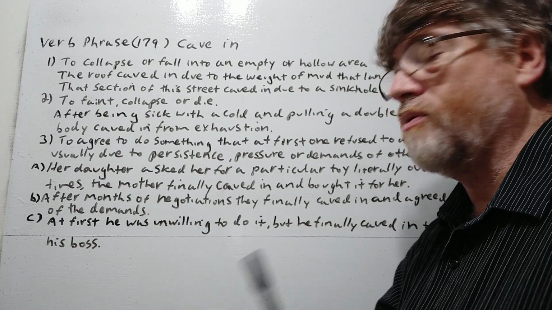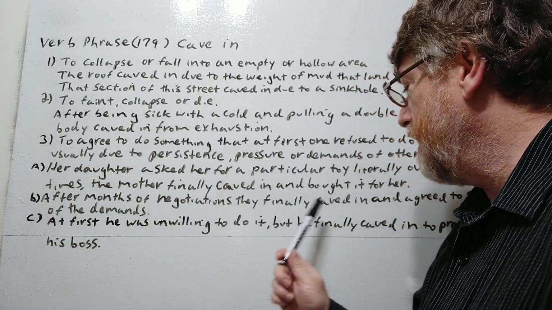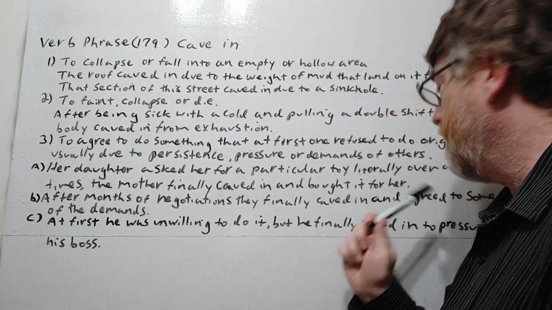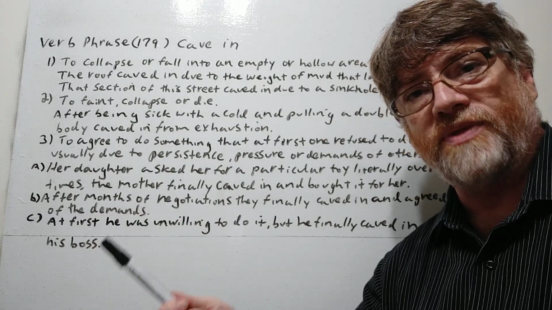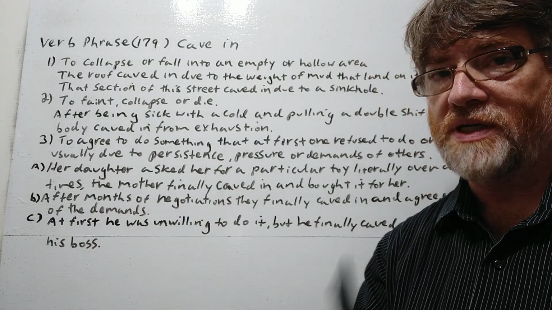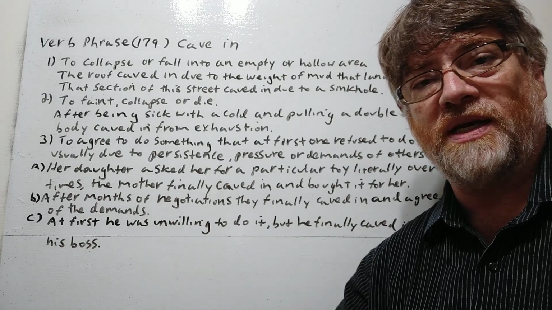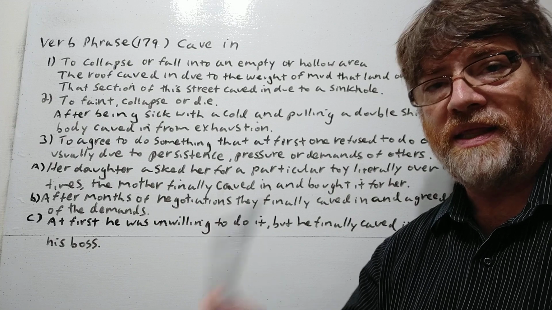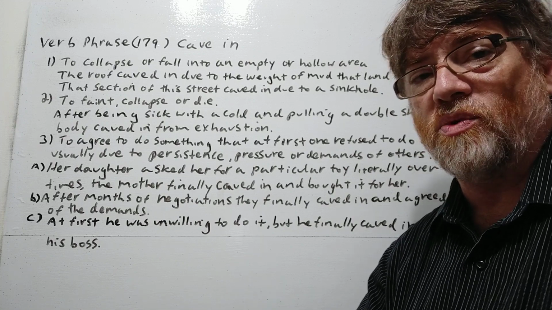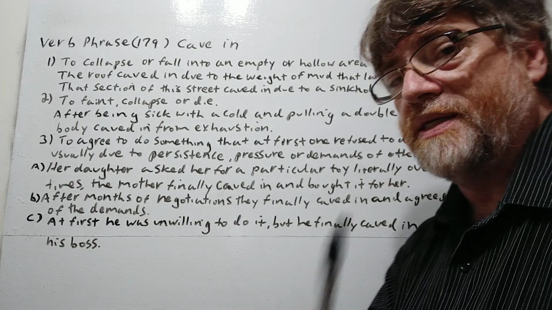Or number B here. After months of negotiations, they finally caved in and agreed to some of the demands of the other side in order to work out the deal. Maybe it was very tough and took a long time, so they caved in eventually. They said no, no, no, no, and finally they agreed to some of those demands to work out a deal, or finalize a deal.